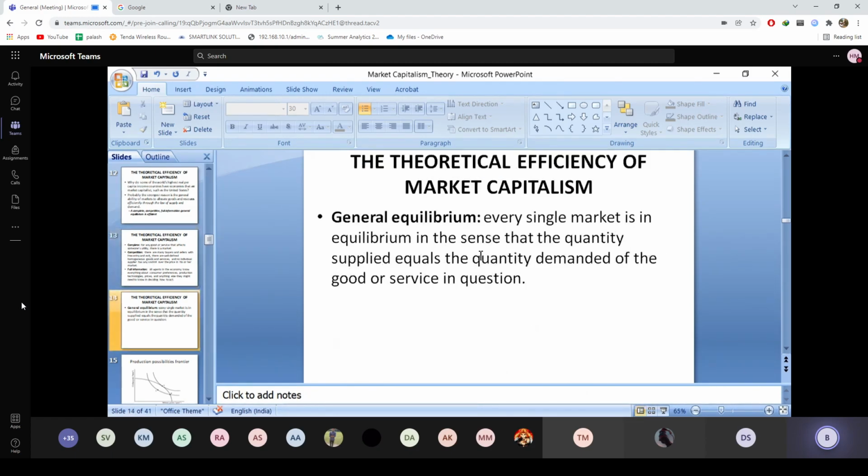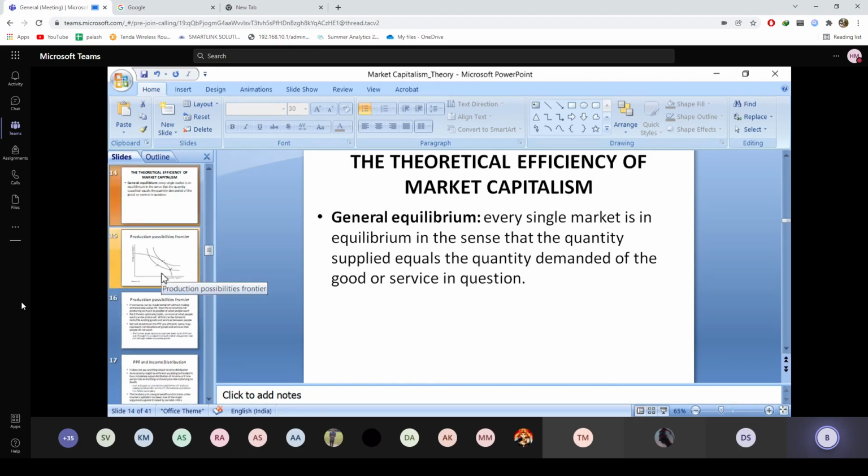Now then of course general equilibrium, in the sense that every single market is in equilibrium, in the sense that the quantity supplied equals the quantity demanded of the goods or services in question. So that means that all the markets, both input markets and product markets, are in equilibrium. Okay, and that's the general equilibrium criteria.